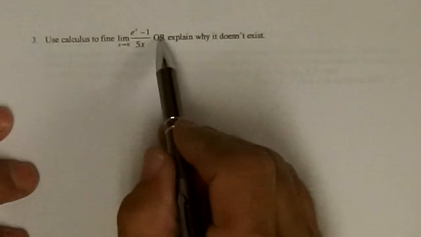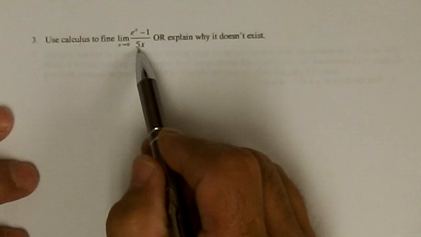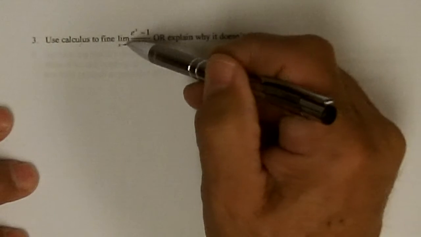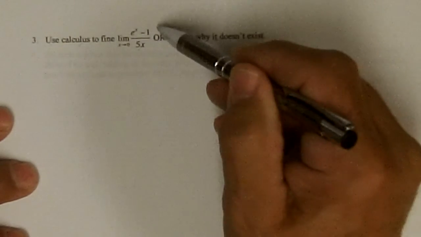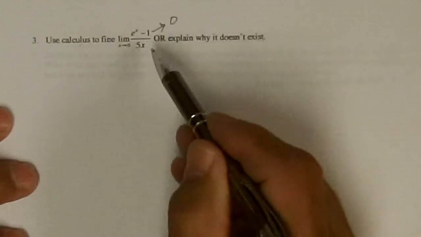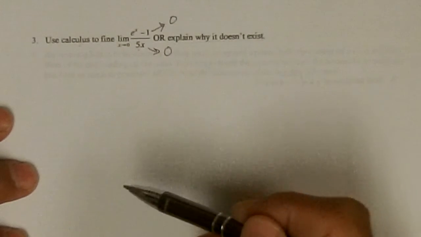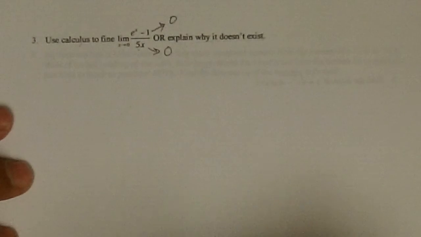You use calculus to find this or explain why it doesn't exist. Well, if x is going to 0, we're going to get 1 minus 1, so the numerator is going to go to 0, and 5 times 0 would be 0. So the numerator and denominator go to 0, so L'Hopital's rule applies.